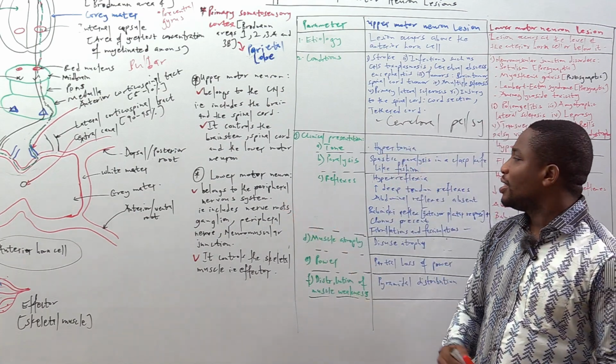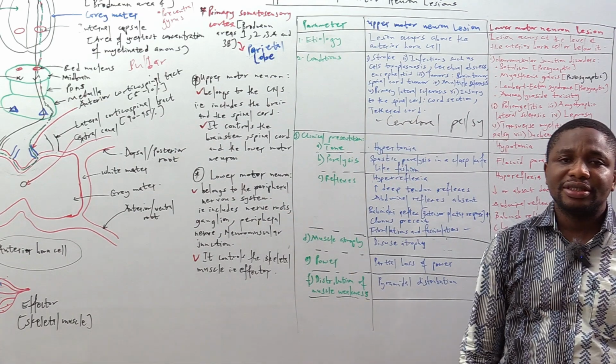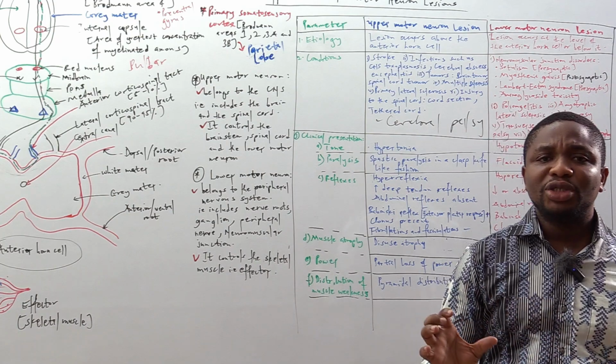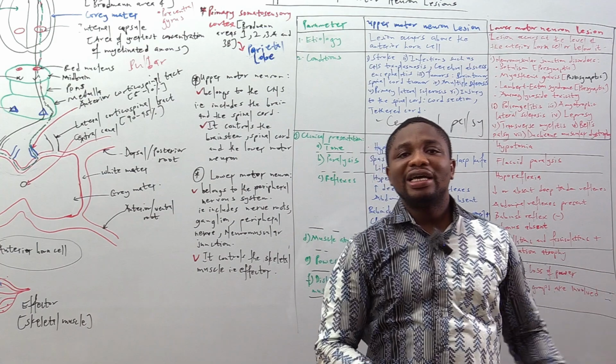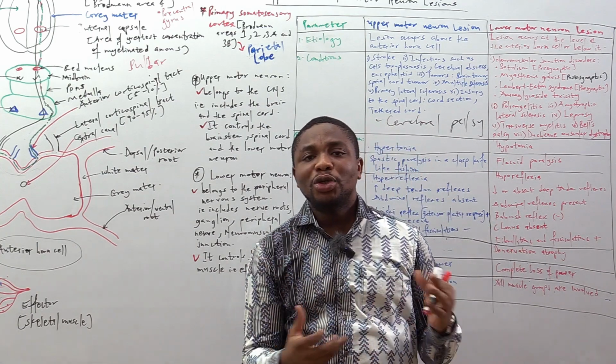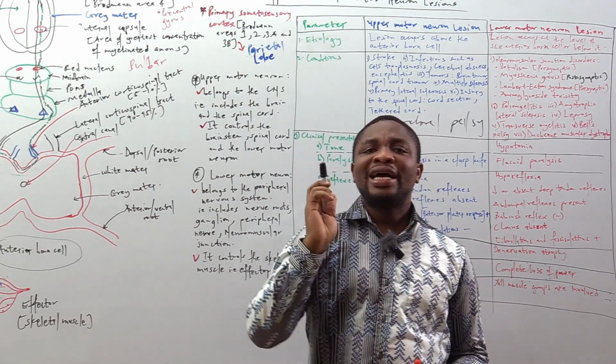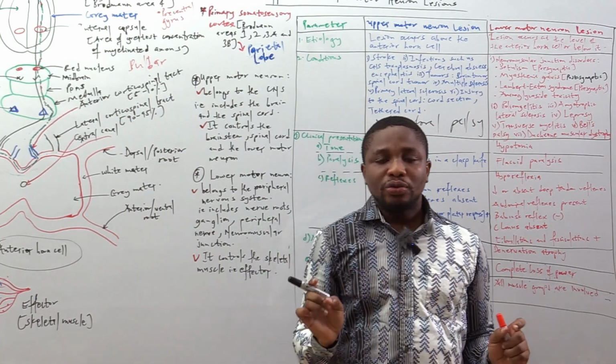And the next parameter is going to be the clinical presentation. So for this, there's a trick. Let me show you the trick. When we say upper, it means it is higher. When we say lower, it means that it's lower. So for upper motor neuron lesions, everything is going to be high, except 1 or 2.